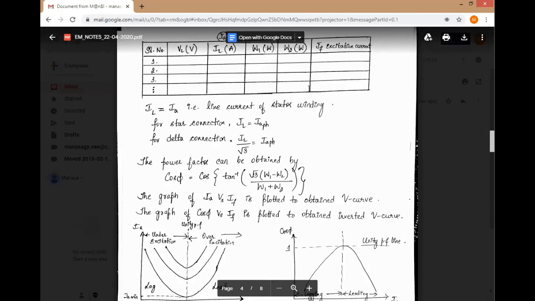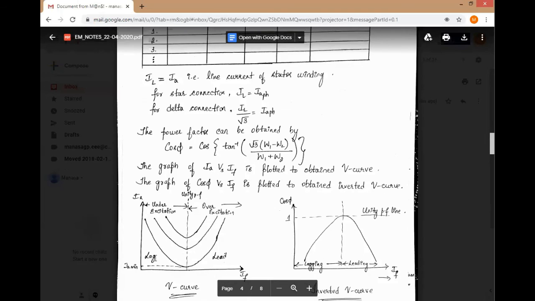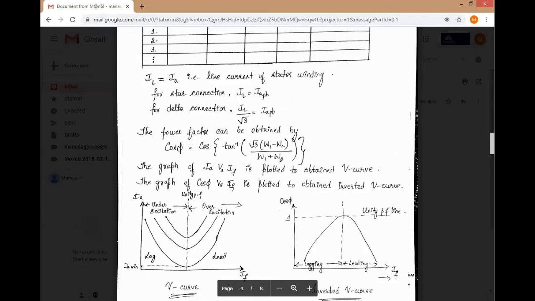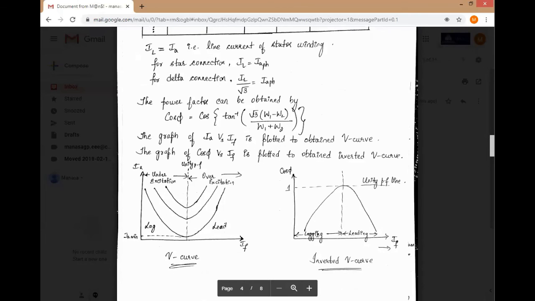So what we require now is armature current, field current, and power factor. The graph of armature current and field current gives us a graph which is called the V curve. This is how your V curve resembles. And the graph of power factor with respect to the field current gives us a graph which is called the inverted V curve. So this will be the inverted V curve that we get.